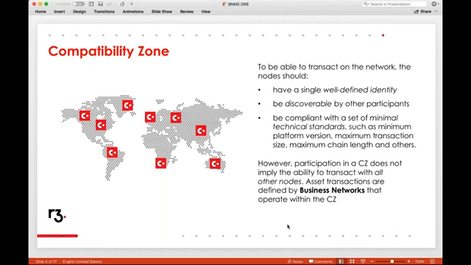But how the nodes actually transact is defined on the business network level, and that's the topic which we'll be covering next. So just make sure, please ask any questions if you feel that you didn't fully get the concept of the compatibility zone.